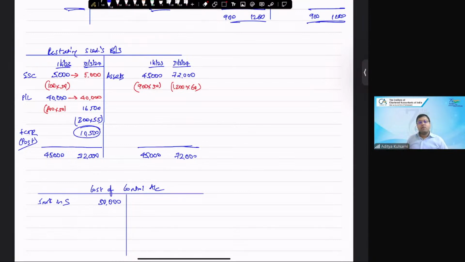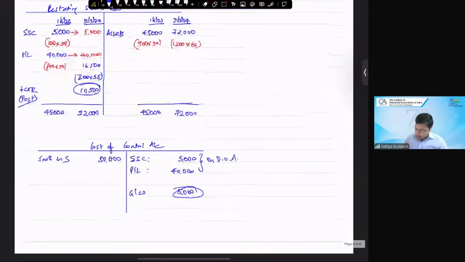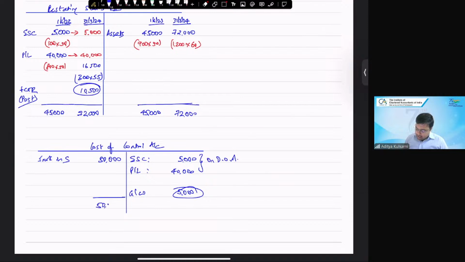And this will be compared with what you are actually getting. What you are getting is the reserves and the share capital on the date of acquisition. Are you able to recollect this? Yes, sir. So this you compare with equity share capital. That amount is 5,000. And P&L is 40,000 on the date of acquisition. So if I use this method, I will get a goodwill balance of 5,000. Are you able to understand this?